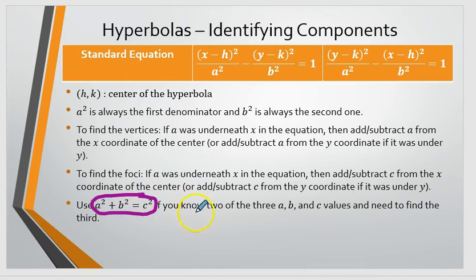So this formula will be used when you know two of the three values, the a, b, and c values. So if you know a and c, for example, you can plug into this equation and solve for b. Make sure you're correctly using a squared, b squared, and c squared, not just a, b, and c to the first power. And then when you're getting your final answer, you may or may not need to take the square root, depending on if you're looking for just c or c squared.